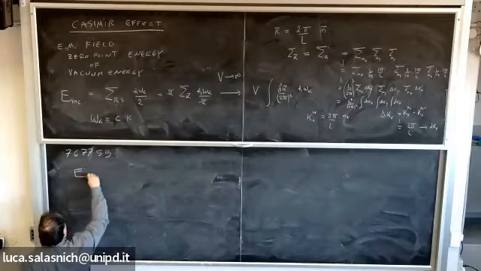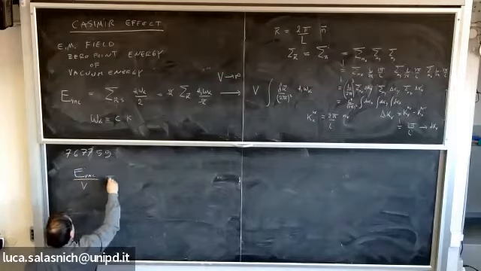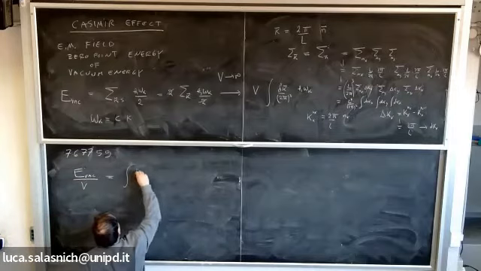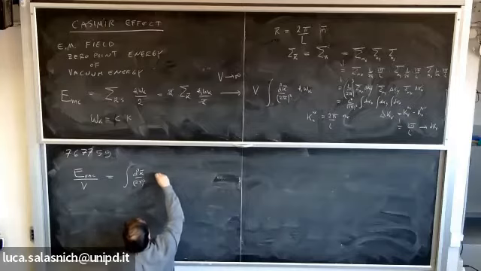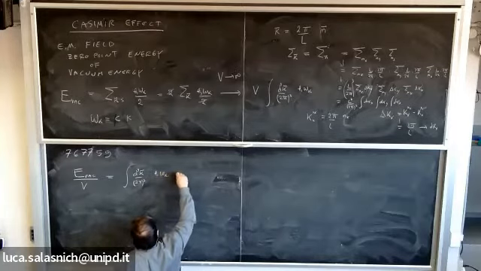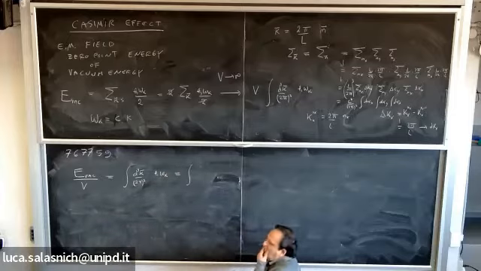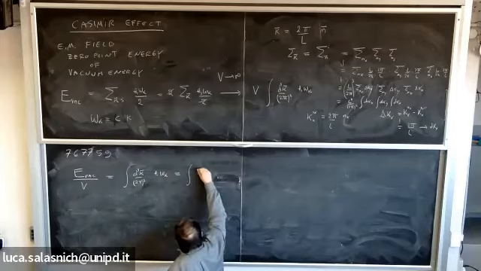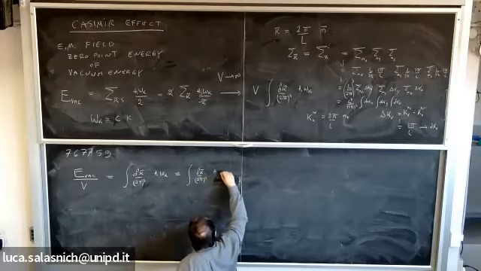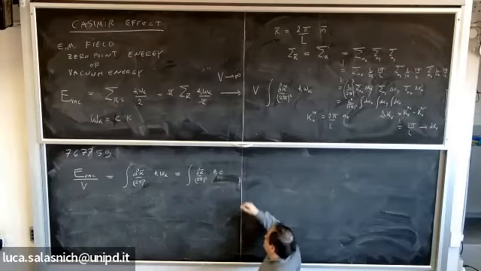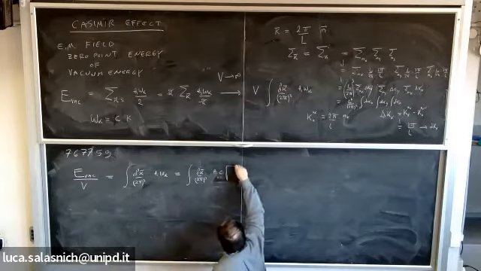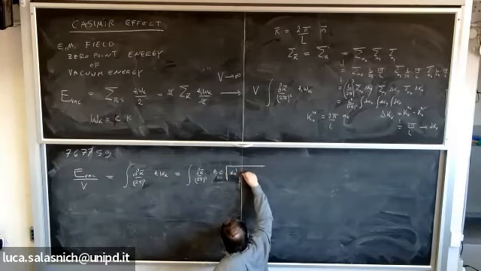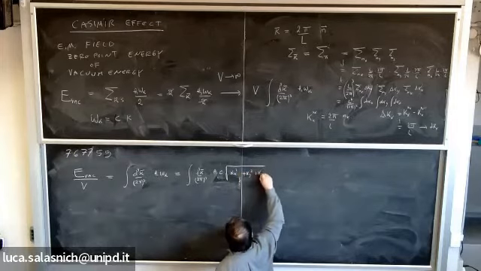The energy of the vacuum divided by the volume is that integral. And obviously you can rewrite it as follows. For instance, you can write it with a factor of 1/(2π)³ and ħc. And the modulus of the vector can be written explicitly in this way: kx squared plus ky squared plus kz squared.